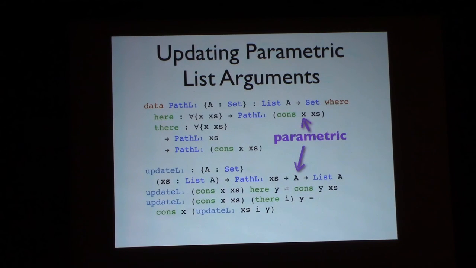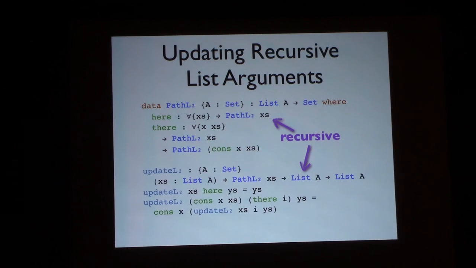And in the update function here, you can see if we have a here, then we can look at that y and return the cons, replacing what was in the x position with the y, and then maintain the x's. And if we have a there, then we return cons x, so we keep the previous x and update somewhere in the rest of the list. But we can also write a different version to update lists at the recursive elements instead of the parametric elements. So in this case, the path, the here case, can point to any recursive element. And in the here case of update, we take a list ys to update.